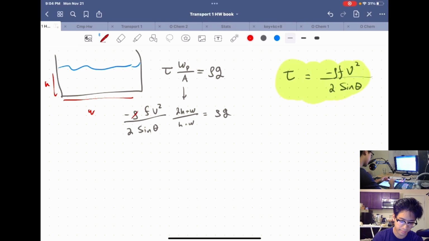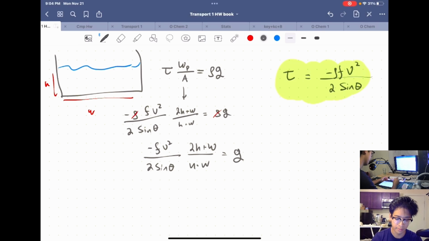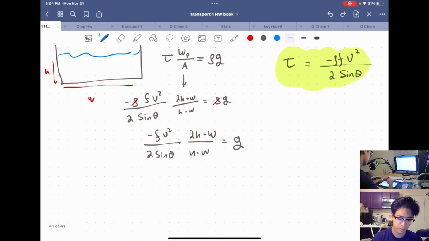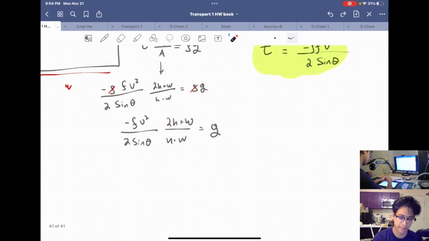Notice that density cancels out, as I said earlier, and we are left with negative Fanning friction factor V squared over twice sine theta multiplied by 2h plus W over h times W equals G. So G we know is a constant, so we can root solve for that. And let's look at our left-hand side. What do we have? We have velocity, so let's take care of velocity really quick.